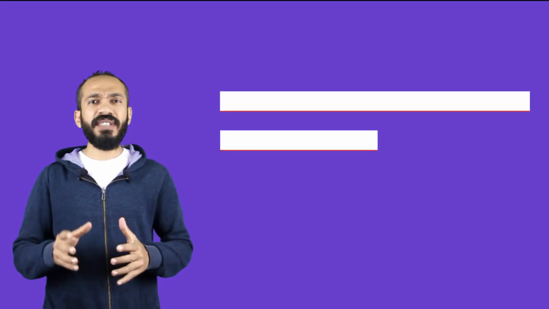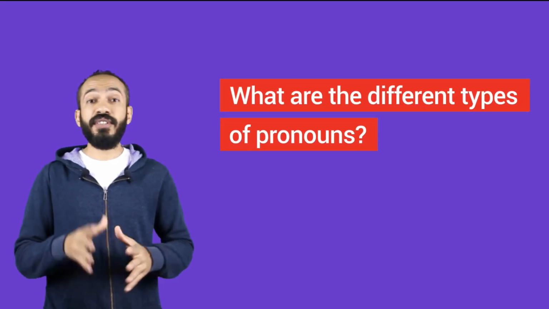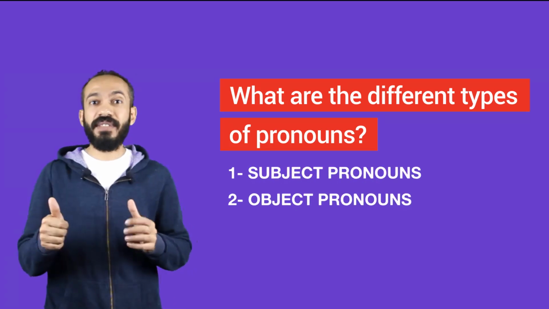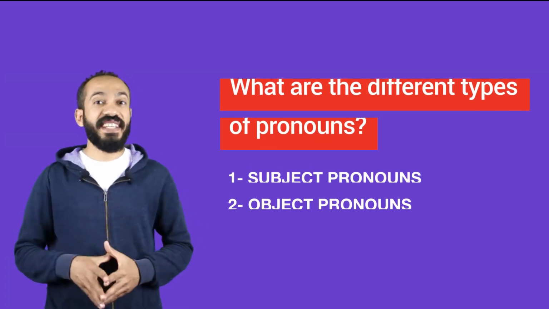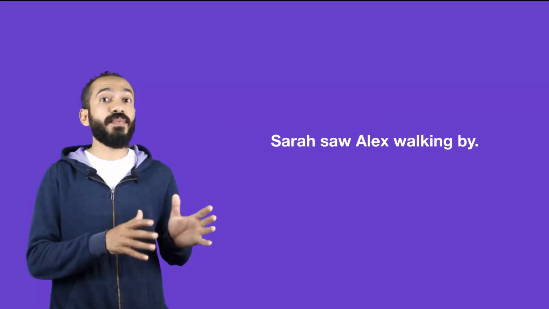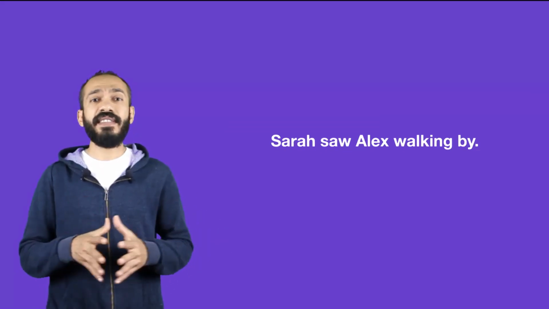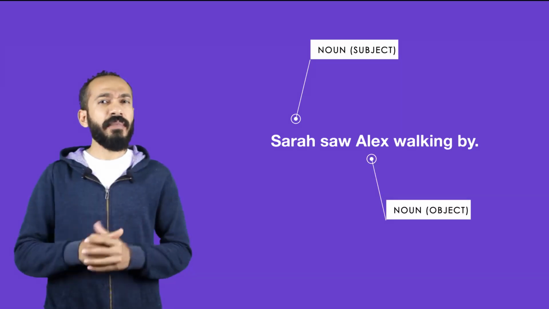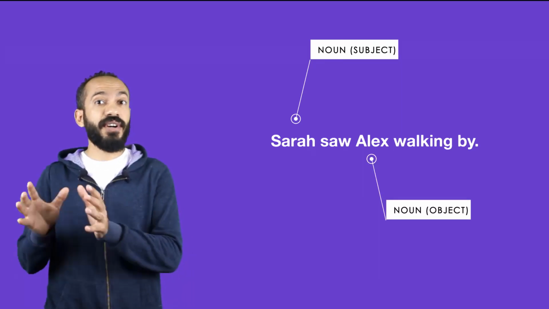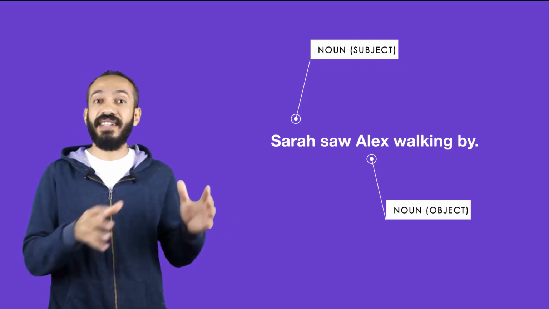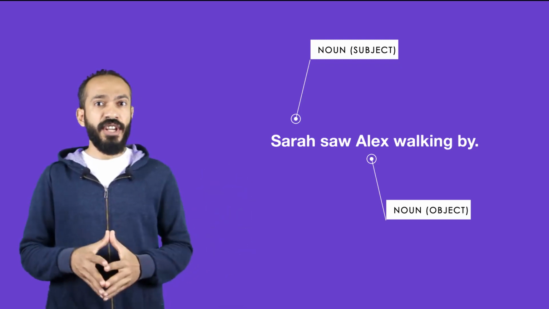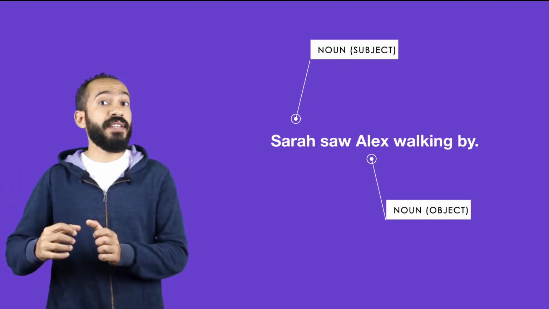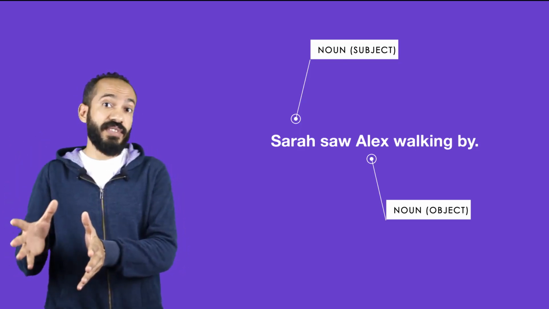Number two, what are the different types of pronouns? There are so many different types, but in this video, we will talk only about the subject pronouns and the object pronouns. Watch that sentence. Sarah saw Alex walking by. In this sentence, there are two different nouns, Sarah and Alex. If you think about it, Sarah here is the subject of the sentence, while Alex is the object of the sentence. So, if you want to take away Sarah and replace it with a pronoun, you have to use a subject pronoun, because Sarah is a subject.